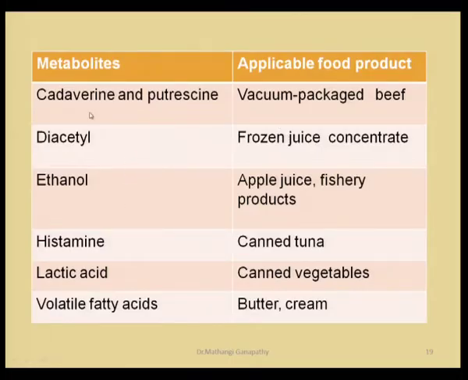For example, if you take a look at the metabolites which indicate the presence of microbes in applicable food products: the presence of cadaverine and putrescine in vacuum packaged beef, the presence of diacetyl in frozen juice concentrate, the presence of ethanol in apple juice, fishery products, the presence of histamine in canned tuna, lactic acid in canned vegetables, and volatile fatty acids in butter and cream. All these, when they go beyond a particular limit, indicate that the quality of the food is compromised.